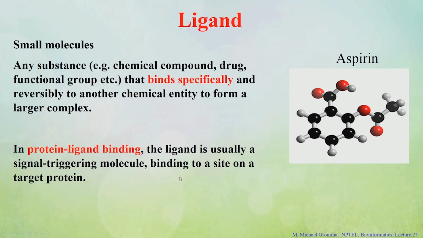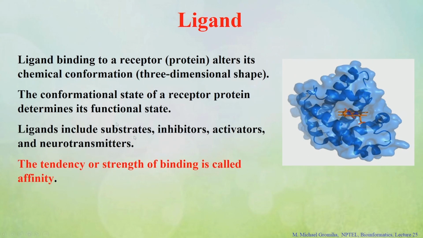When a ligand binds to any receptor or protein, it changes the conformation of the protein, because the protein has a specific conformation as it is. Then when the ligand or small molecule interacts with a pocket, this changes the conformation and also creates the interaction between the protein and the ligand. This ligand can be a substrate, an inhibitor, an activator, or a neurotransmitter.